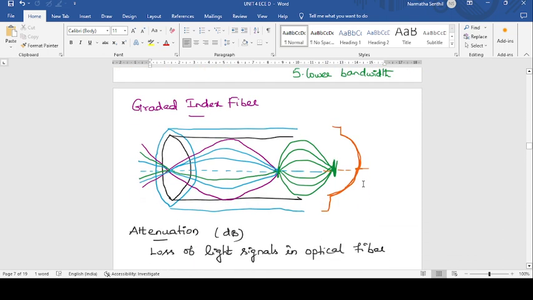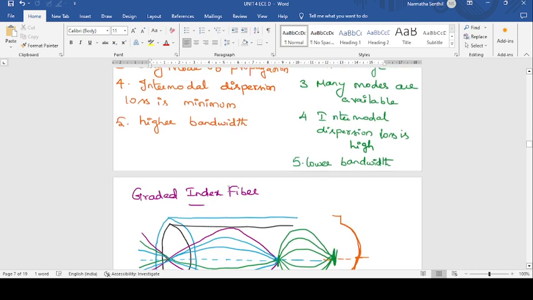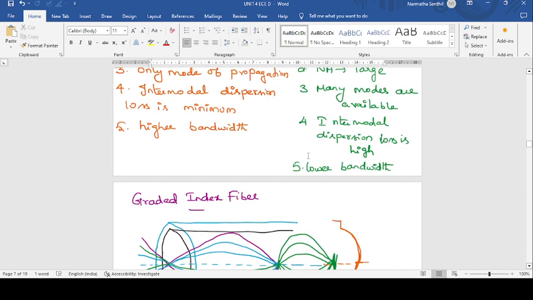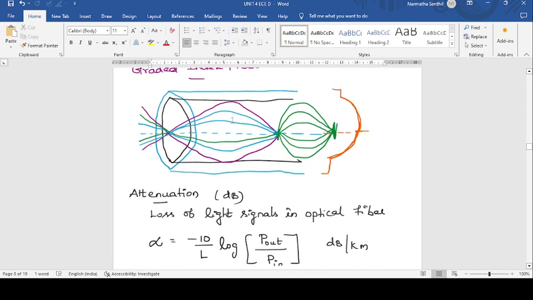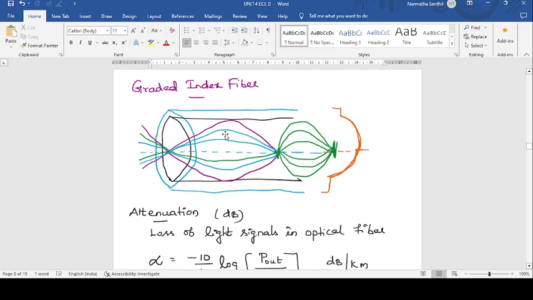Graded index fiber: we go for this fiber since in multi-mode fiber the intermodal dispersion loss occurs. In order to avoid the intermodal dispersion loss, we go for the graded index fiber. Here the variation does not take place in the form of a step. Here the refractive index is not uniform throughout the fiber. It is maximum at the core and it gradually decreases towards the ends of the core. So it is not uniform.